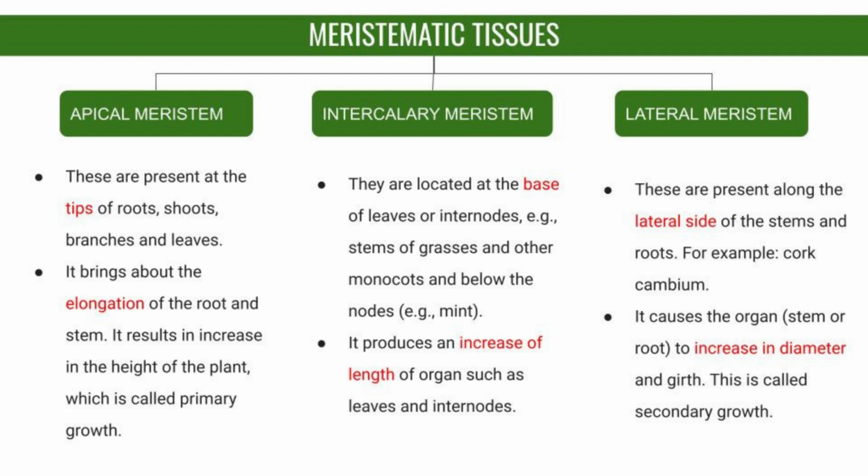Apical meristem. These are present at the tips of roots, shoots, branches and leaves. It brings about the elongation of the root and stem. It results in increase in the height of the plant, which is called primary growth.